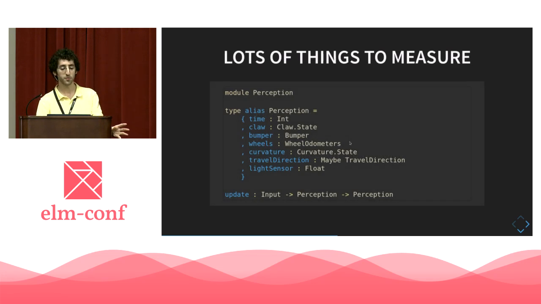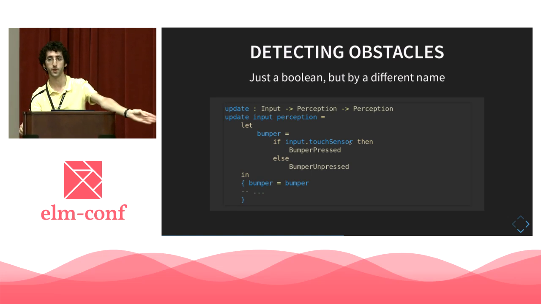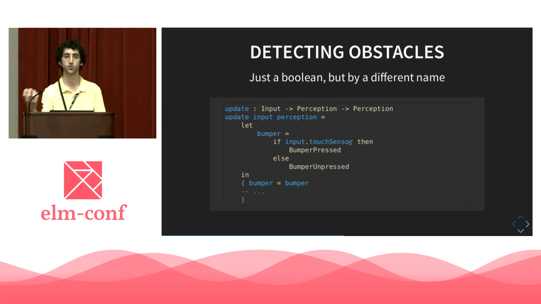There are lots of things to measure. The perception module has this record of all the things that the robot is keeping track of, and I'm going to go through a couple of them. Detecting obstacles is pretty easy. At the front of the robot, there's a bumper with a touch sensor, and that just gives us a true or false: is the button pressed or not? This is basically just a Boolean, but we're going to map it to a different name so that later in our code, we can say things like, is the bumper pressed? Instead of saying, is bumper true? Because that isn't something you would say to a person when describing how this works.